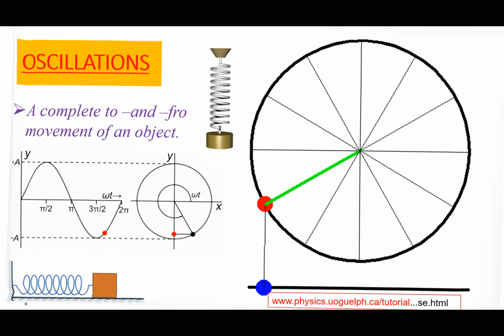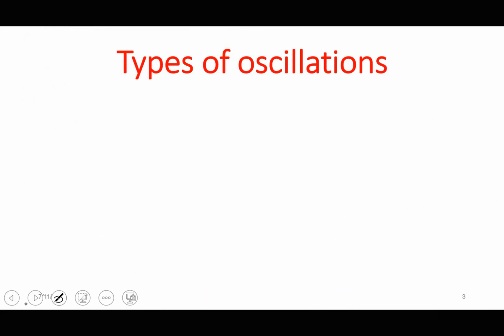So let's see the types of oscillations. I've mentioned they exist in three types, or we shall explore three types of oscillations. Number one is going to be free oscillations. Number two will be maybe damped oscillations.